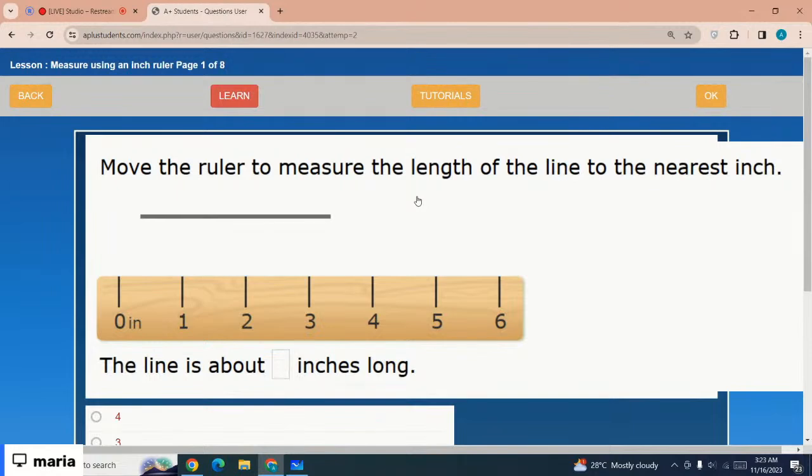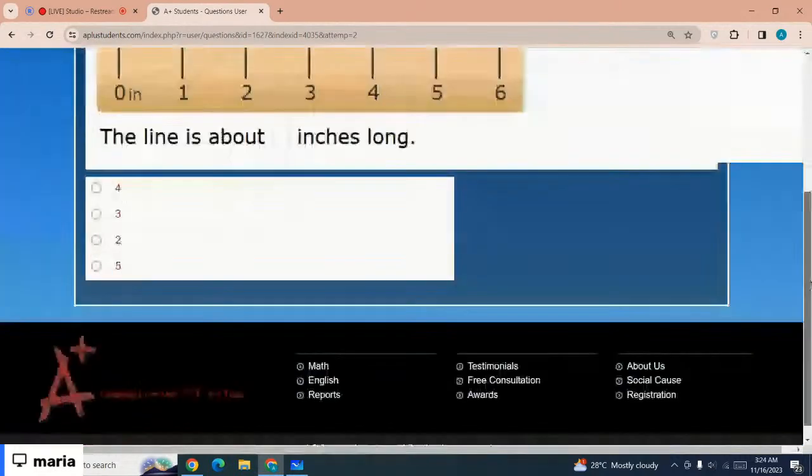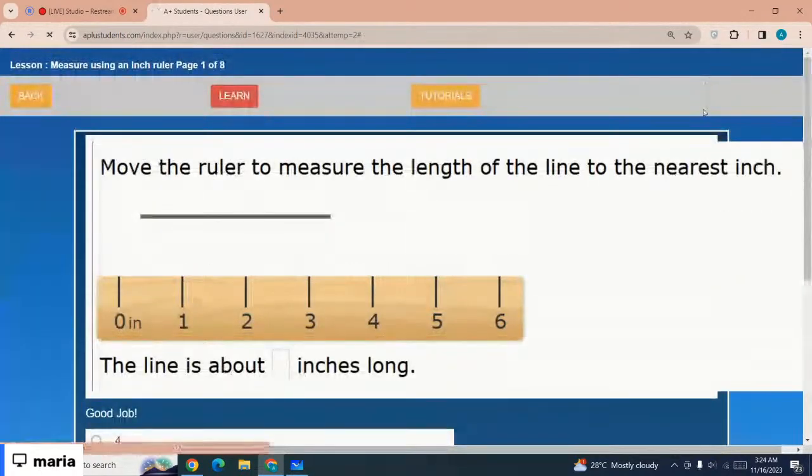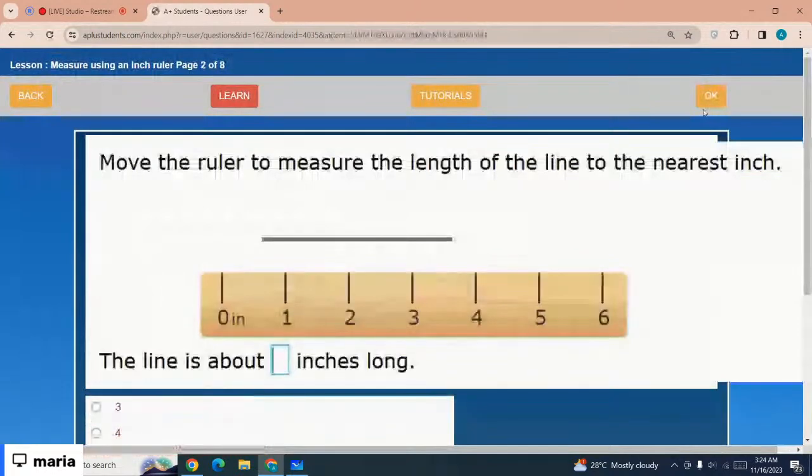Yes, that is 3 inches. The correct option is 3 inches. Okay, move the ruler to measure the length of the line to the nearest inch. So the line is about, yes, again that would be 3 inches long. The correct option is 3.